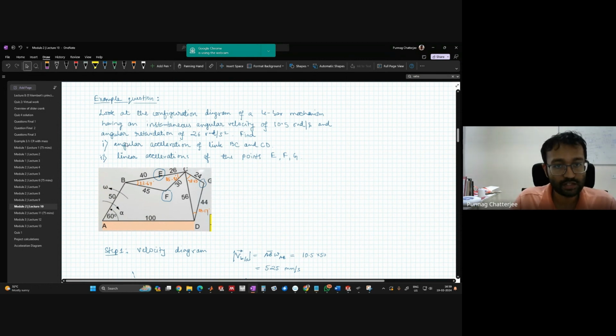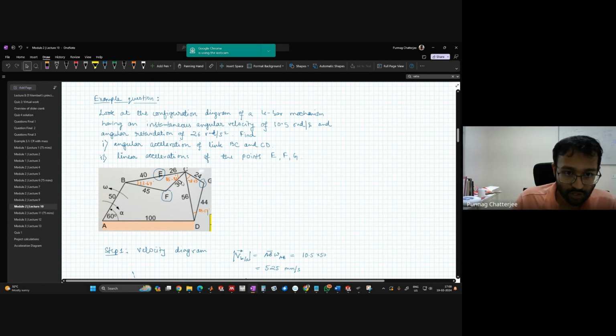Given this configuration, you have been given the value of alpha and omega, and you have to find the angular acceleration of links BC and CD. Remember, it's the angular acceleration, which is alpha BC and alpha CD, and also the linear accelerations of the points E, F, and G.